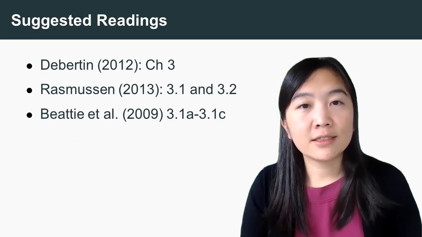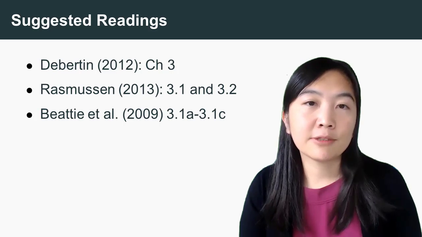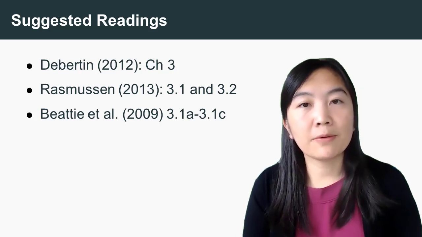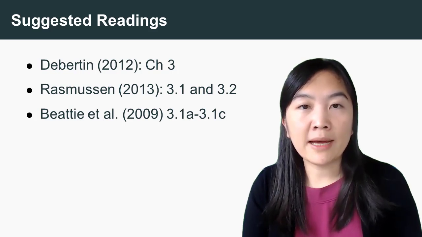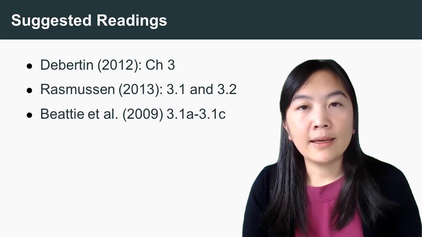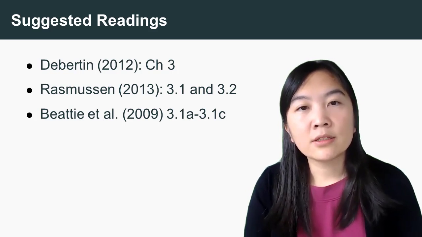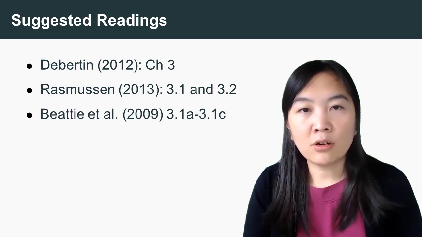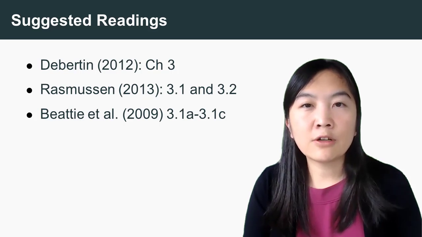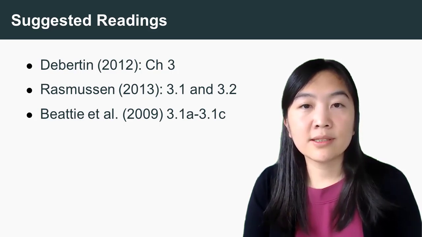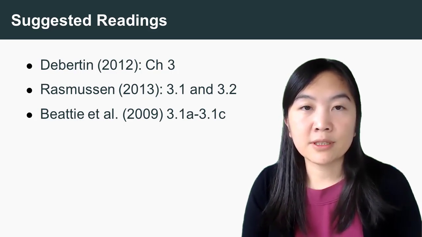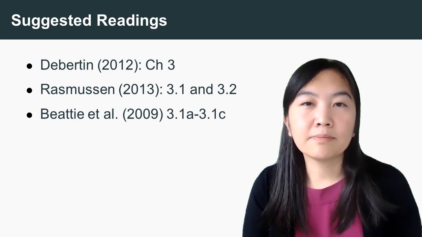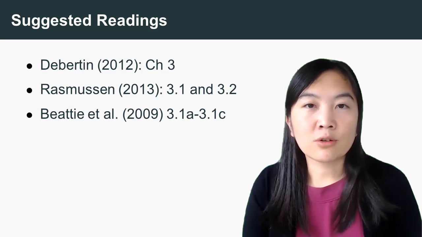Readings for this lecture include the Debertin chapter 3, Rasmussen 3.1 and 3.2. If you have the Debertin et al. book, then I would also recommend 3.1a to 3.1c. So both Rasmussen and Debertin et al. are a little bit above the level of this course, but if you're really interested in the topic, you can read those 2 textbooks. It will help understand the concepts introduced in this course much better.